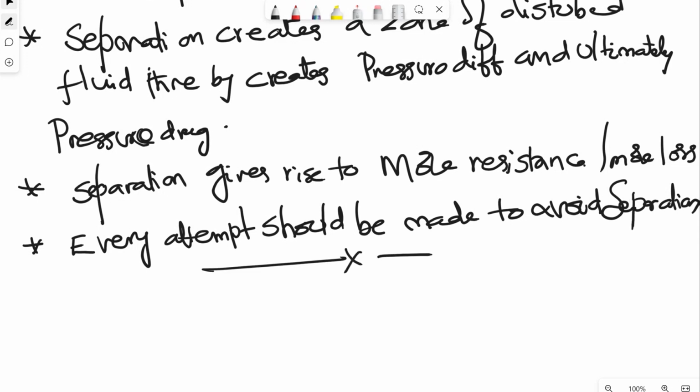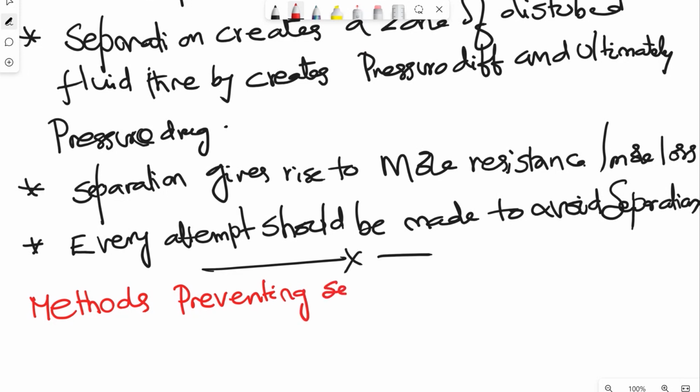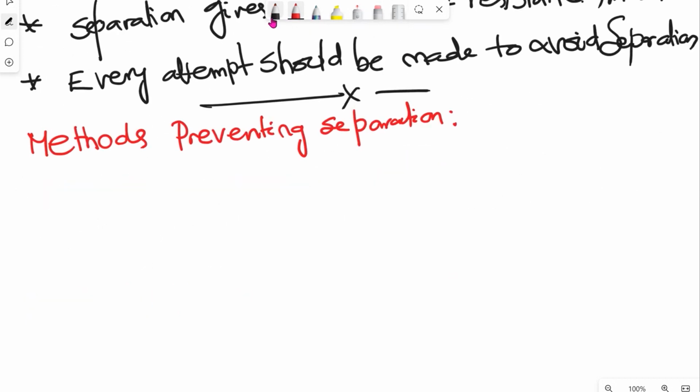So this completes this article. The next article is prevention of separation. What are the various methods of preventing separation? Number one, streamlining of body shapes.